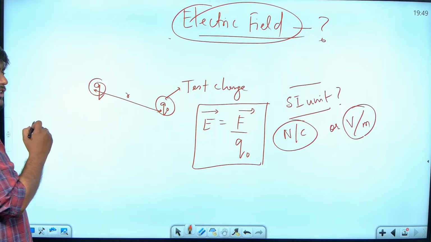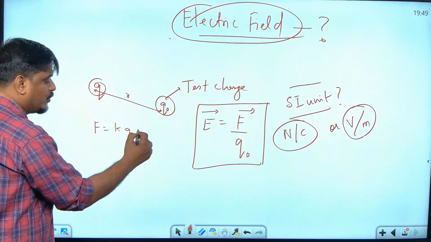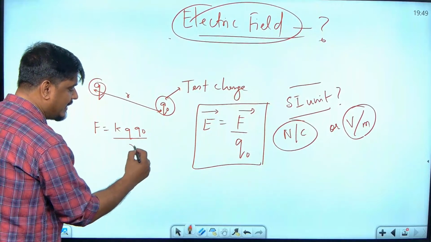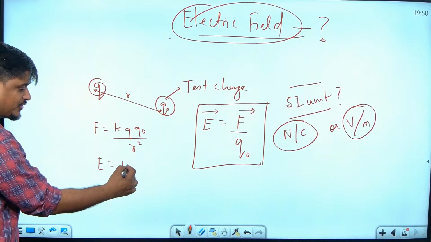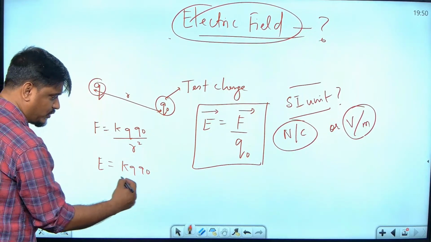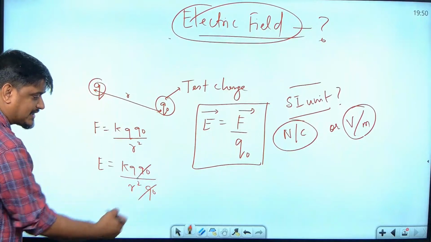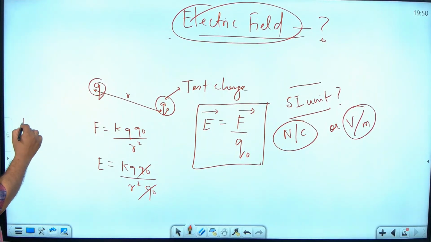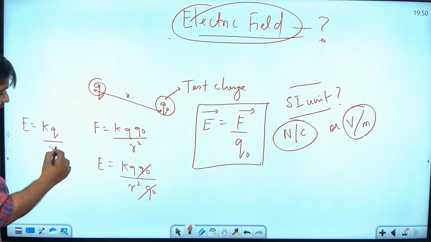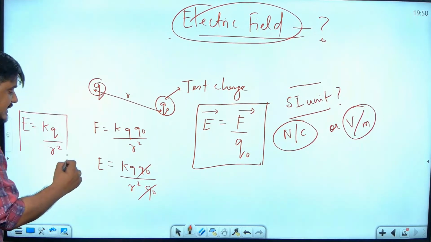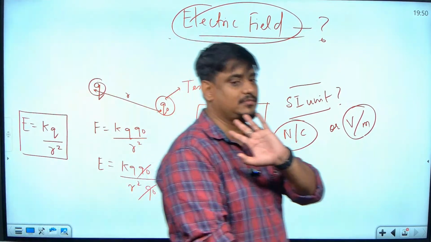Now you know very well that between these two charges, suppose distance is r, then what is the force of attraction or repulsion between them? F will become equal to K Q q naught by r square. And electric field is F by q naught. So it will become K Q q naught by r square, and q naught gets cancelled. You get a general formula of electric field, which is equal to KQ by r square. This is given as the electric field due to a point charge.